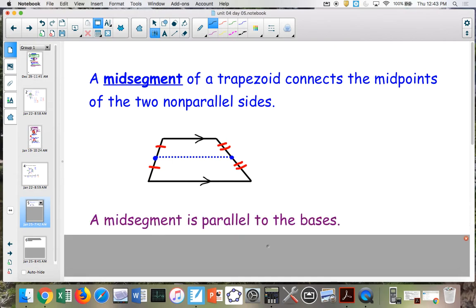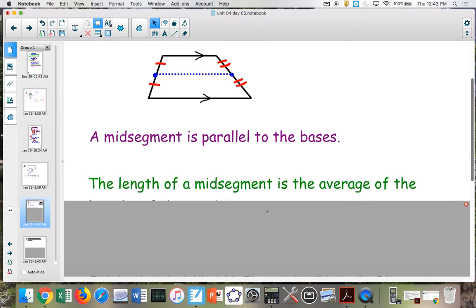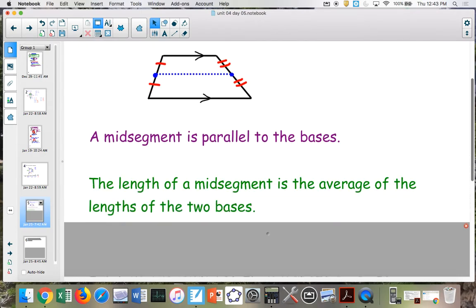Now, what's true about that? First of all, it's parallel to the bases. And it looks like it should be parallel. What else is true? It turns out that the length of that midsegment is going to be the average of your two bases, base 1 and base 2. We know how to calculate the average of two numbers. You add them up and divide by 2.